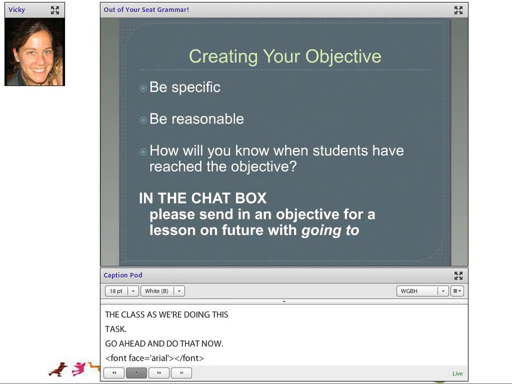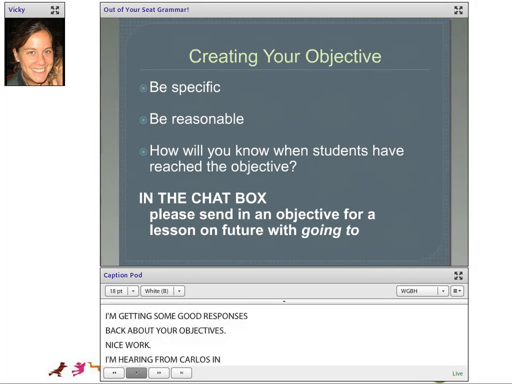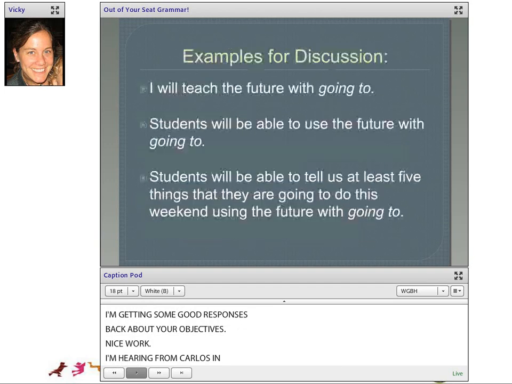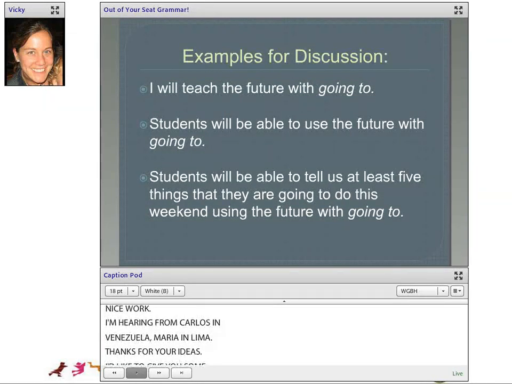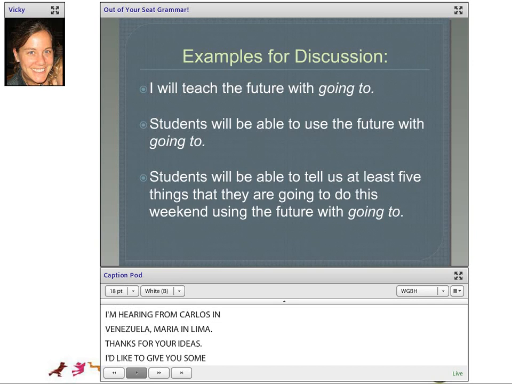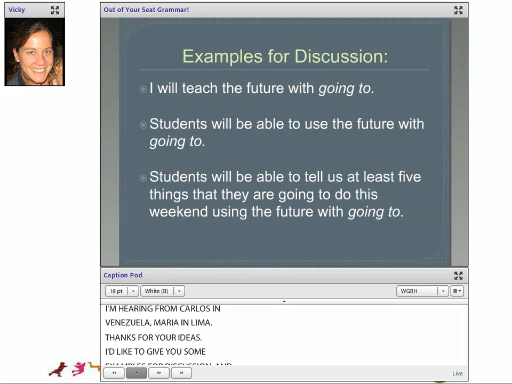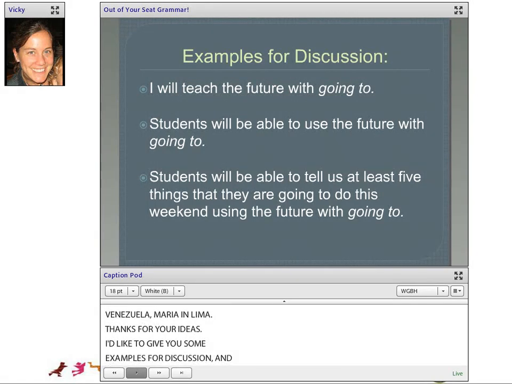Thanks everybody. I'm getting some really good responses back about your objective. Nice work. I'm hearing from Carlos in Venezuela, Maria in Lima. Thanks for your ideas. I'd like to give you some examples for discussion, and these are reflecting the ideas I'm hearing back from a lot of you. So let's examine these 3 objectives.